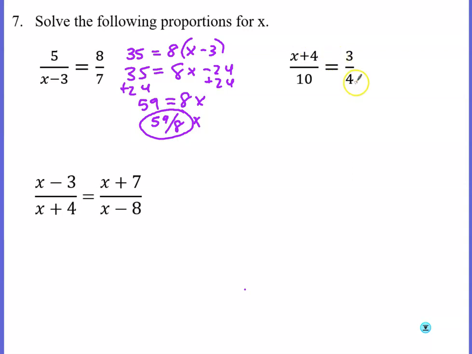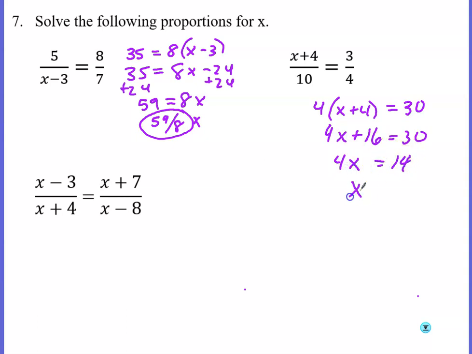This guy, cross multiply, we get 4 times x plus 4 equals 3 times 10 or 30. So we get 4x equals, subtract that, 14. So x is 14 fourths, but here we can reduce, here we couldn't reduce, so we should divide them each by 2, so I get 7 halves. Or you could say 3.5. Any of those are fine. I'm going to say 3.5.